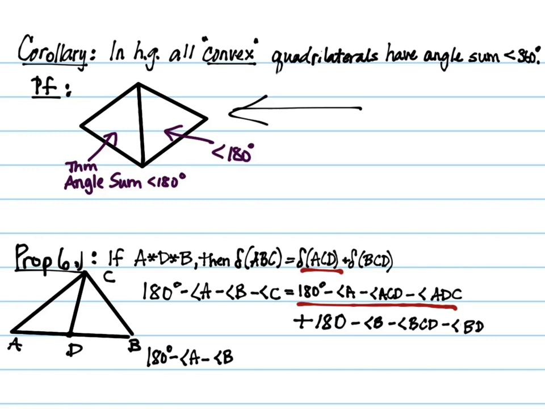Okay, on the left, nothing changes. So actually, you know what? Let's not do the left-hand side. Let's just simplify the right-hand side. All right, I've got 180 and 180. That's 360. I've got angle A and angle B. So those are already present on both sides now. And somehow I've got to make amends for what's left over.